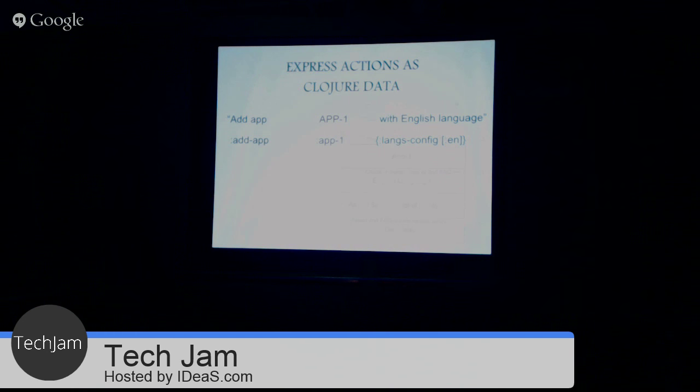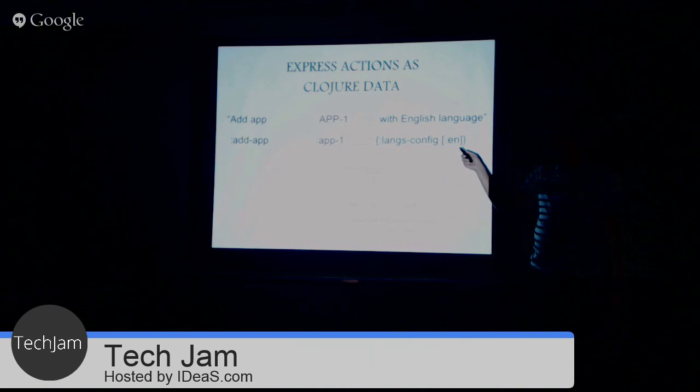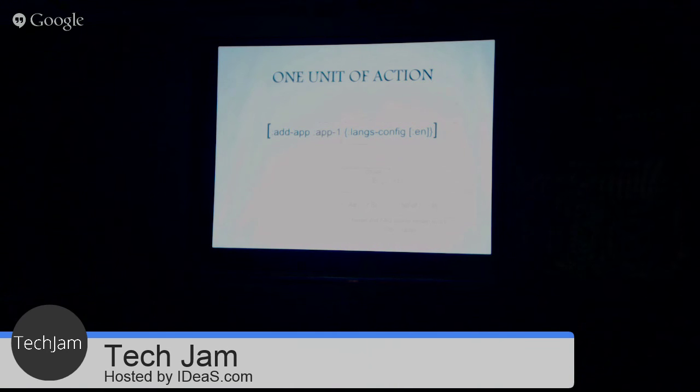What if we could express this action in terms of a Clojure data structure? Here, add app is represented by this keyword called add-app. Think of that keyword as more like a string. Then app 1 is represented by that name. And this, with English language, is a map, the curly braces. This is a keyword, this is the value. So I'm saying add a language configuration where EN stands for English. This whole thing is one unit of action: add app, with this parameter, and when you get the result back, call it app 1 to refer to it later.